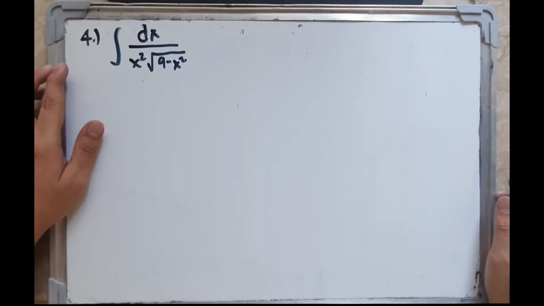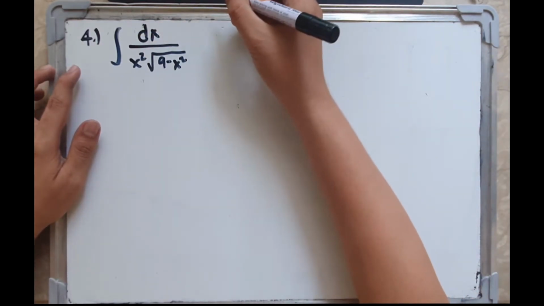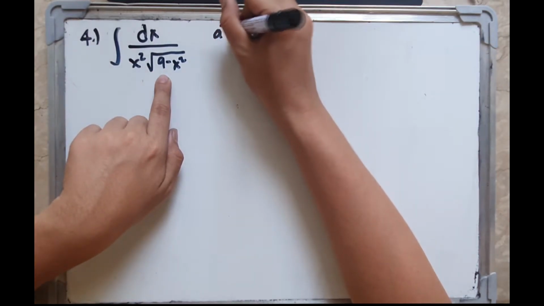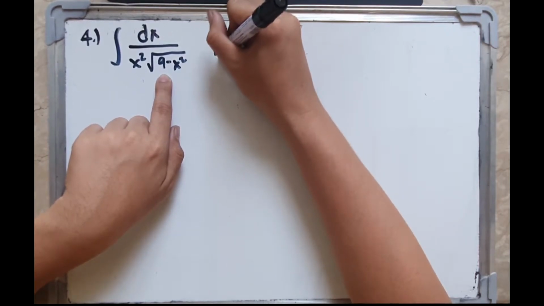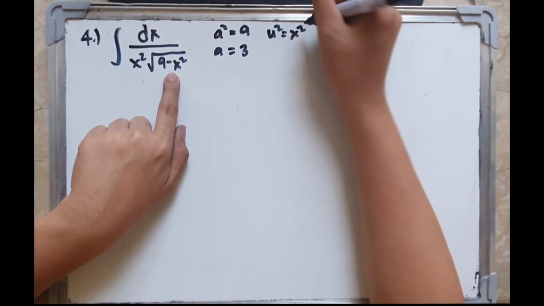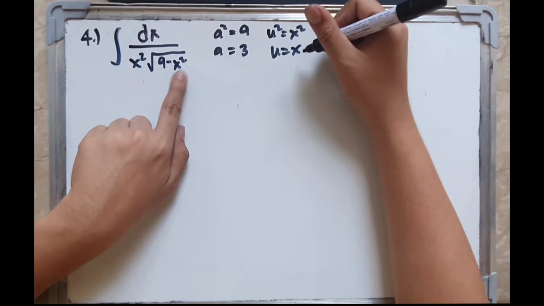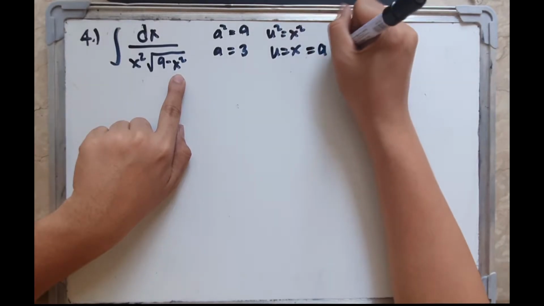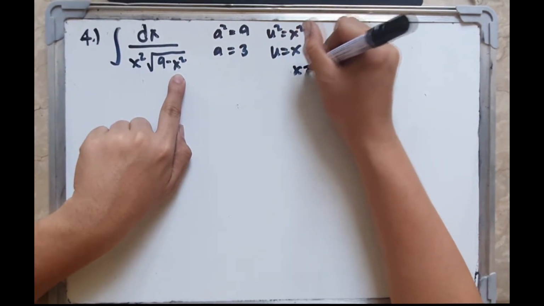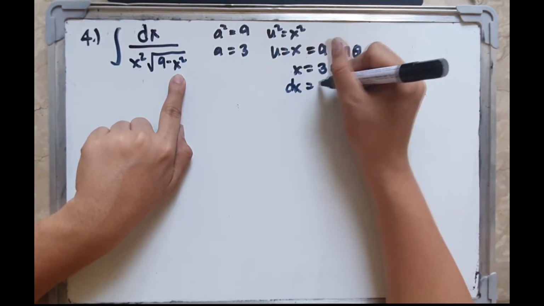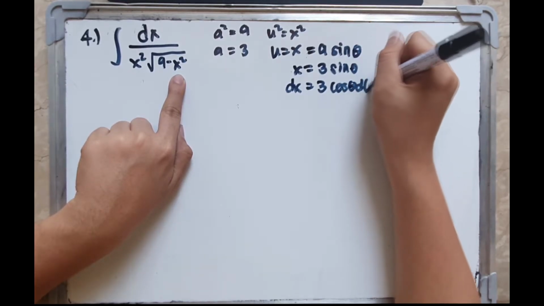How about number 4, evaluating dx over x squared times the square root of 9 minus x squared. Okay, so obviously we can see now where our a squared is. This is equivalent to 9, our a will be 3. And our u squared is obviously x squared, u is x. So what shall we replace with x? Constant minus function. Let's have a sine theta. What is our a? We have 3 sine theta. The derivative of x, dx, we have 3 cosine theta d theta.